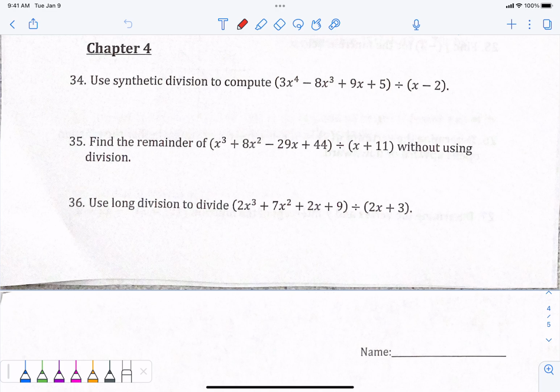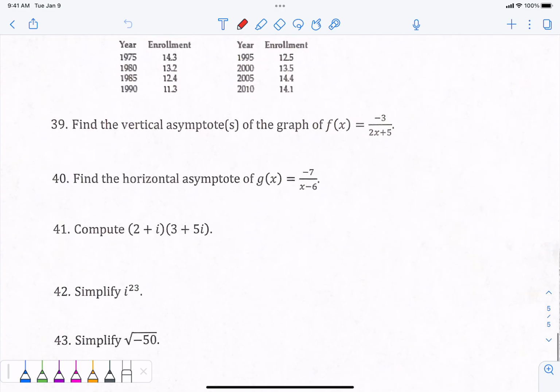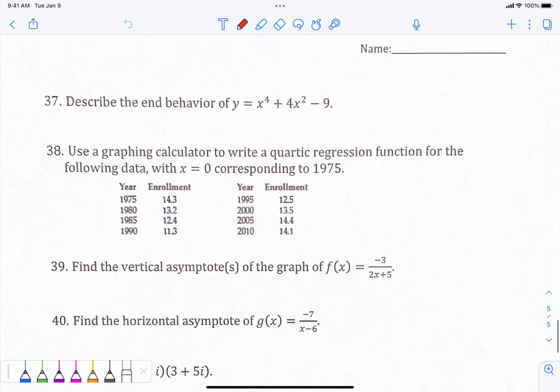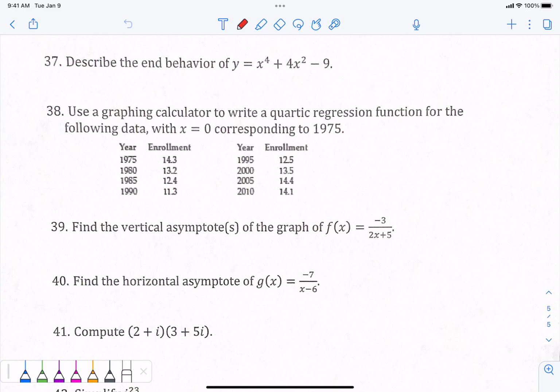Chapter 4 is what we have to get done, and I think that's it, right? This is all Chapter 4. Okay, you're going to need your calculator, I know, for 38.